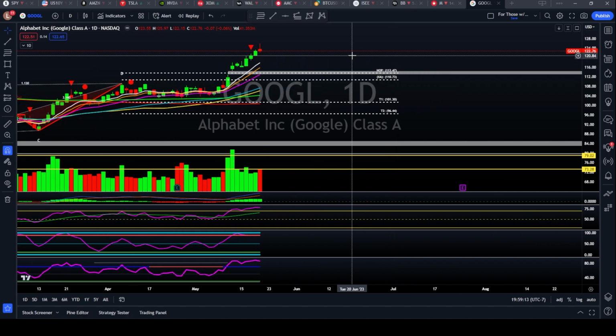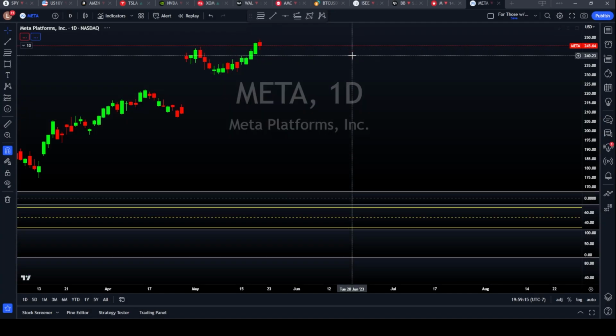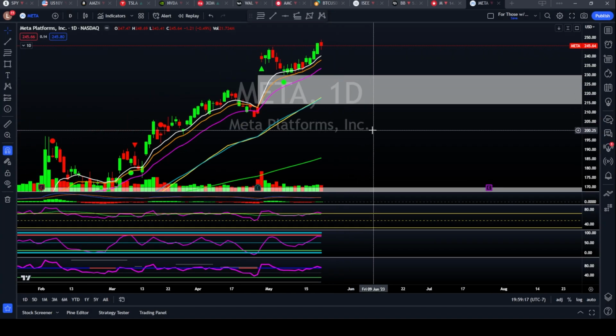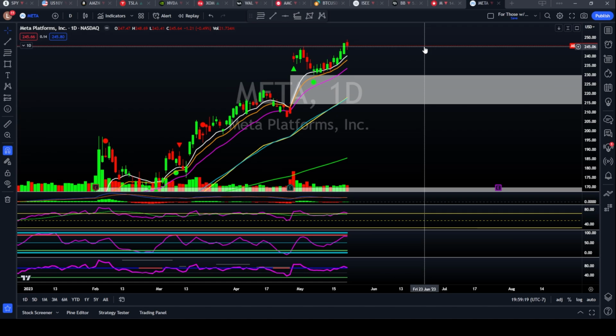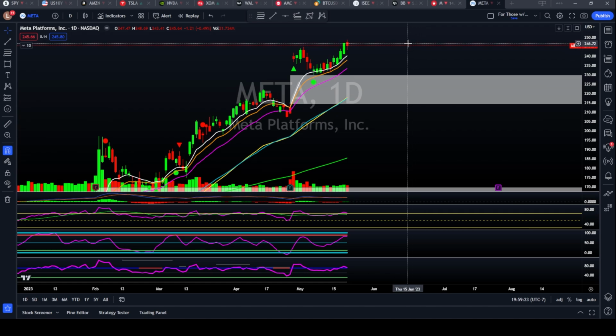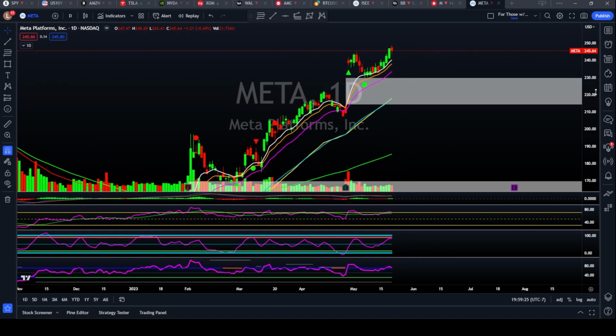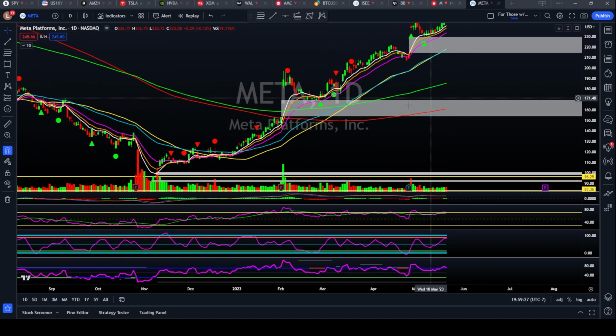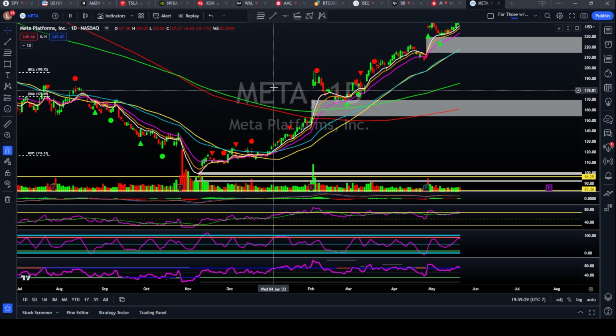The next one I want to cover is Meta here. So Meta did go as high as 248.69 before closing the day on Friday at 245.64. I was sharing with my Discord here what it looks like: it's a repetition of what happened over here.